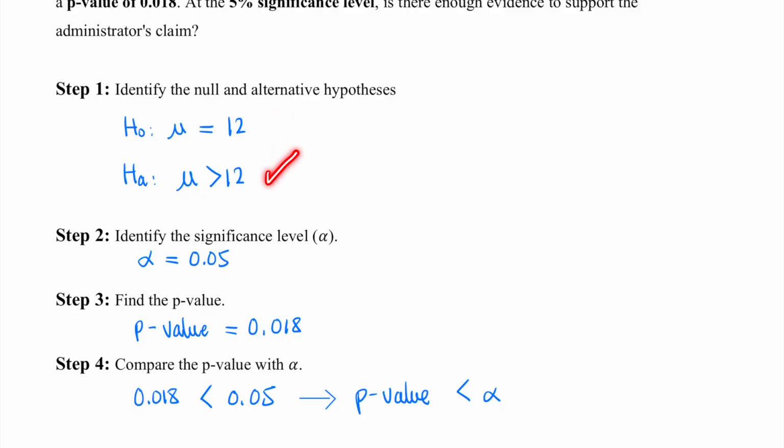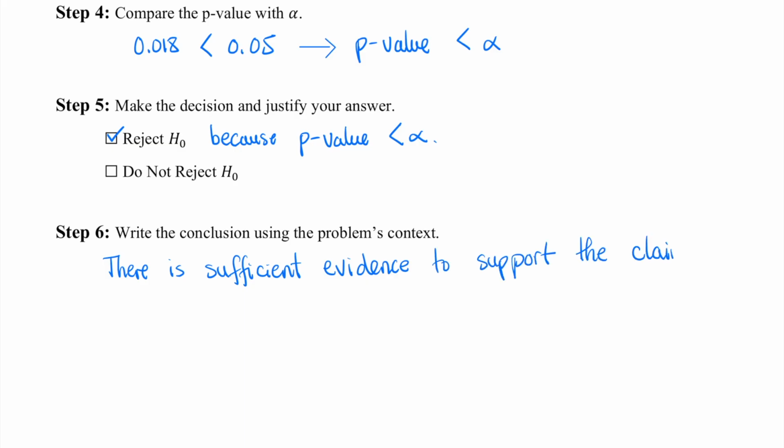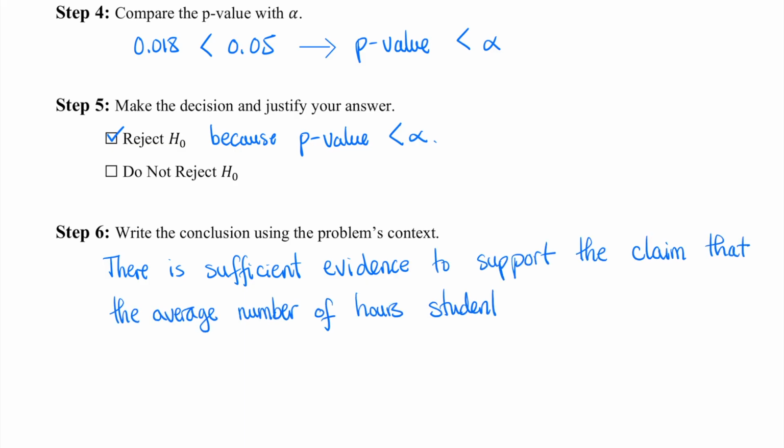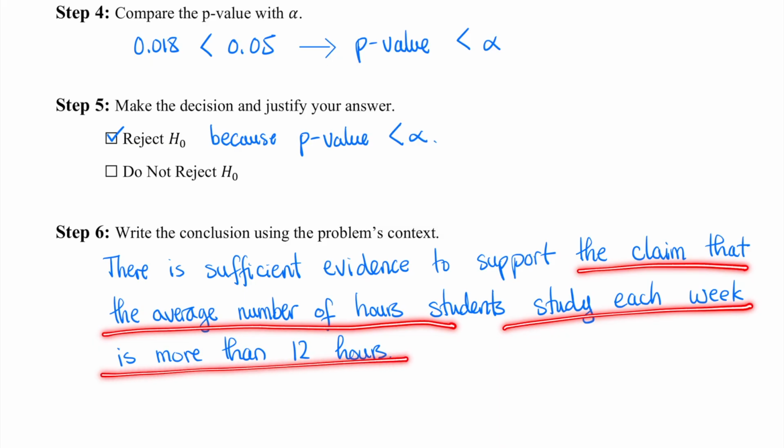So yes, there is sufficient evidence to support the claim that the average number of hours students study each week is more than 12 hours. Notice that we didn't write there is sufficient evidence to support the original claim. Instead, we replaced the original claim with the actual claim from the problem. This makes the conclusion clear, complete, and specific to the situation.